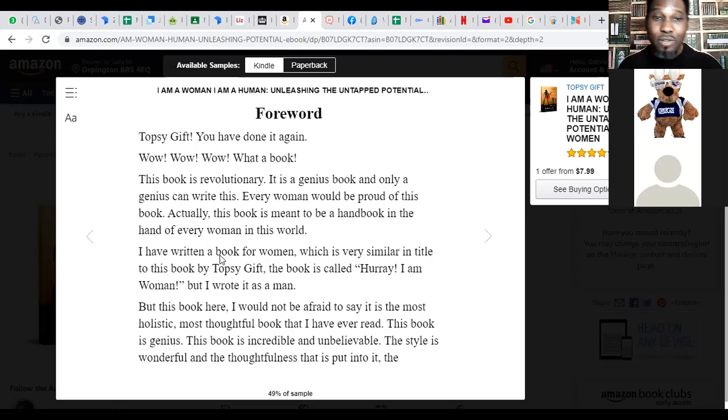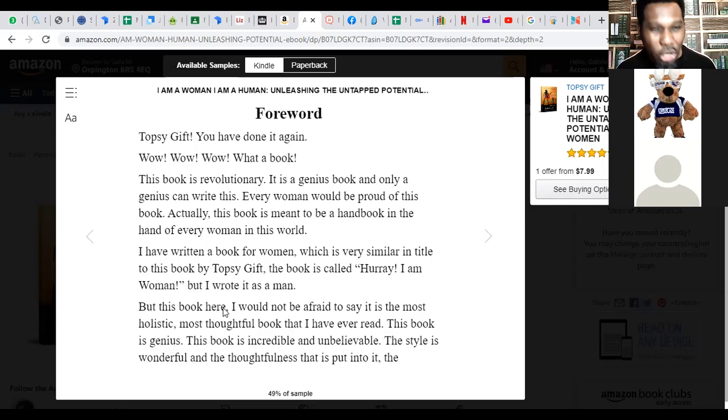And then he said, "I have written a book for women, which is very similar in title to this book by Topsy Gift. The book is called Hooray, I Am Woman, but I wrote it as a man." So you see, he had written a book similar to this one. Apart from the fact that he's a mentor, because he has written a similar book, he's the best person to write a foreword for it.